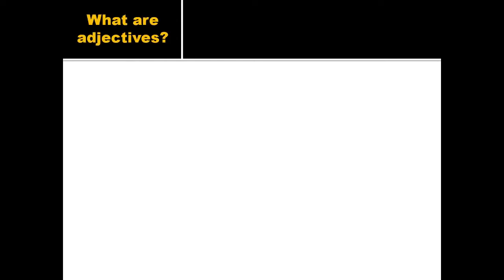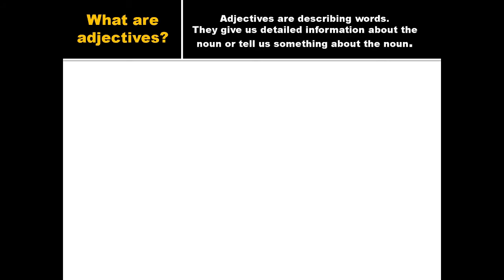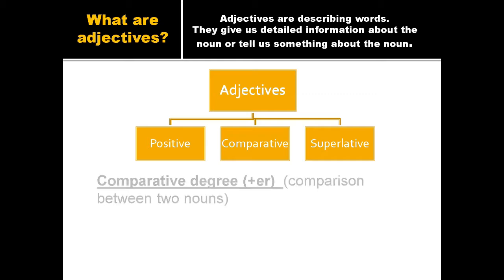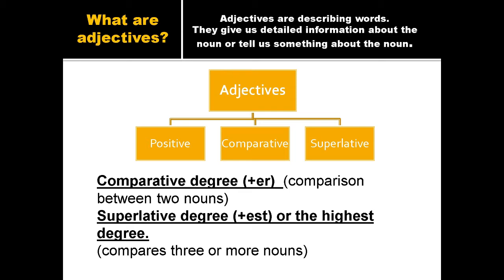What are adjectives? Adjectives are describing words. They give us detailed information about the noun or tell us something about the noun. Adjectives are positive, comparative, and superlative. Comparative degree is the one in which we have to compare two nouns, and at the end we must add er. Superlative degree is the highest degree, compares three or more nouns, and we must add est at the end.